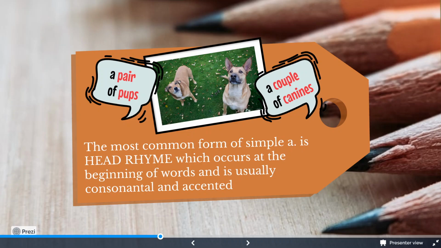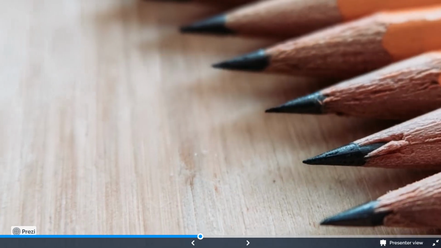The most common form of simple alliteration is known as head rhyme, meaning the sounds that play together occur at the beginnings of words. And in addition to usually featuring consonants, these sounds are also usually composed of accented syllables.